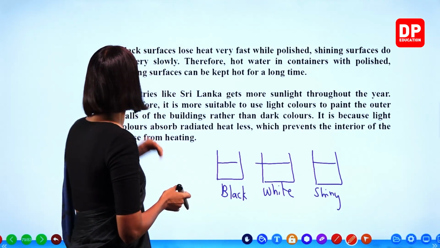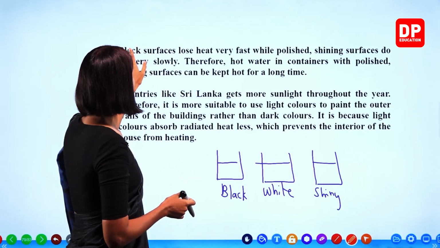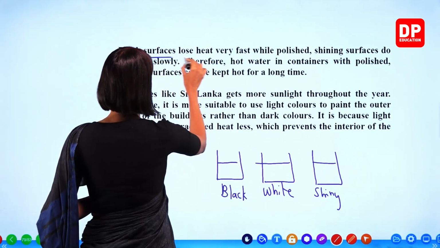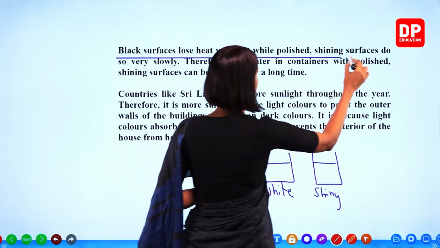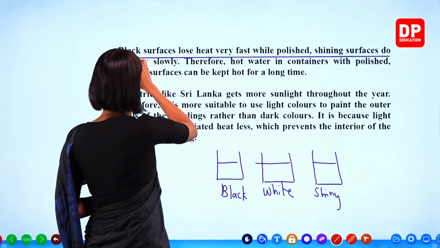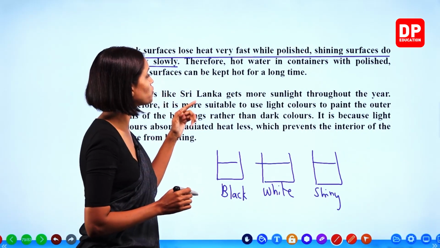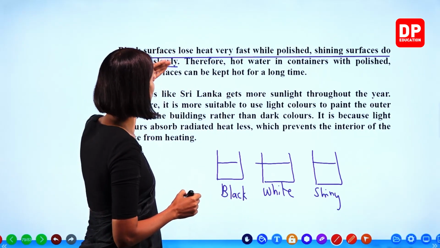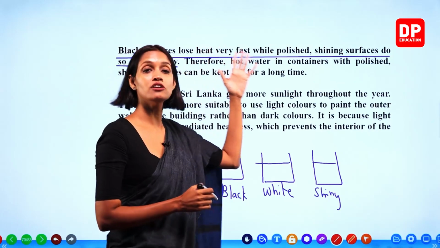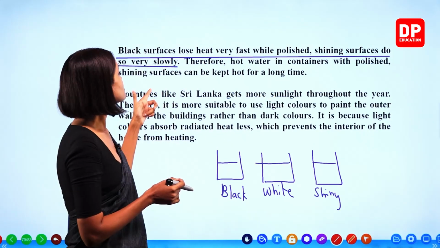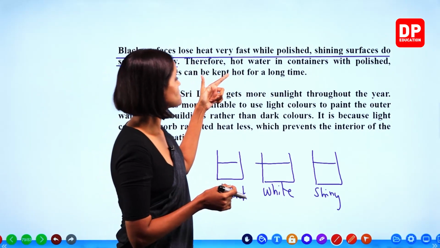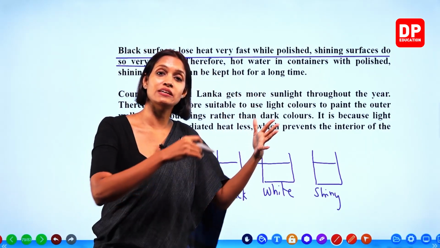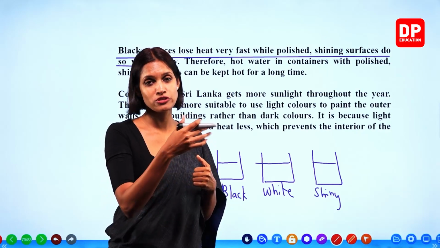Okay, children? So black surfaces lose heat very fast, right? While polished shining surfaces do so very slowly, right? Therefore, hot water in containers with polished shining surfaces can be kept hot for a long time. So countries like Sri Lanka get more sunlight throughout the year because our country is located near the equator, somewhere closer to the equator.